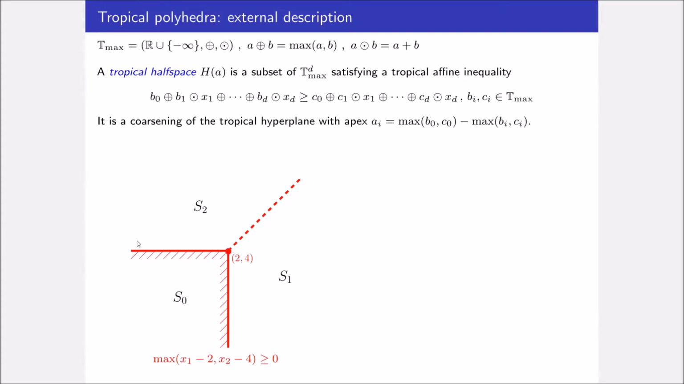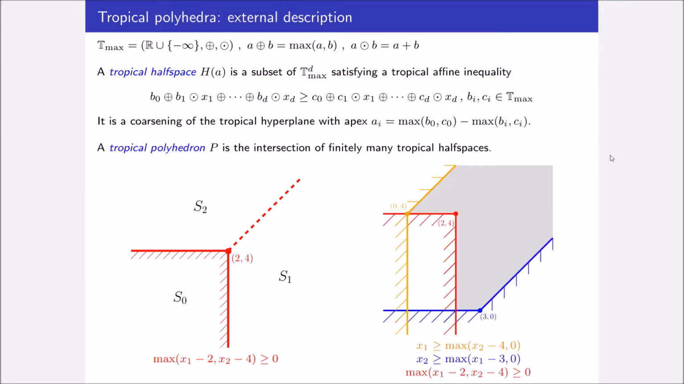A tropical half space is some coarsening of this tropical hyperplane. So for example, in this max plus inequality down here, because I have a -2 and a -4 attached to x1 and x2, my hyperplane is at apex 2, 4. And then how I coarsen this hyperplane: all the terms on the left side of the inequality are those maximized, so those are contained in the half space, and those are not contained in the half space. So this gives me my tropical half space.